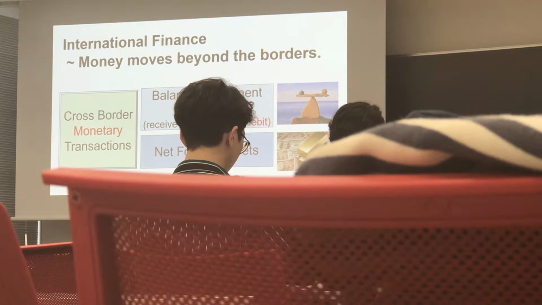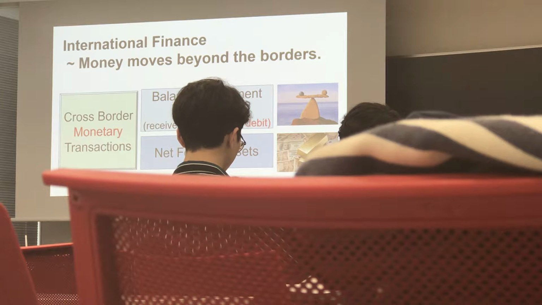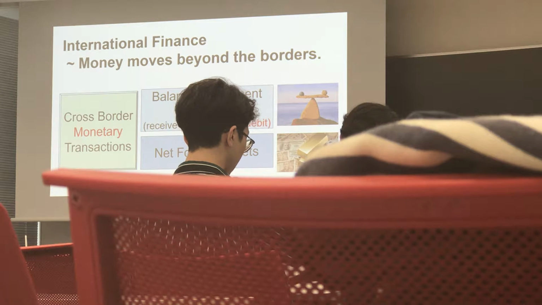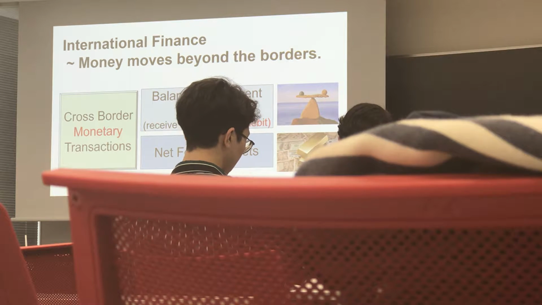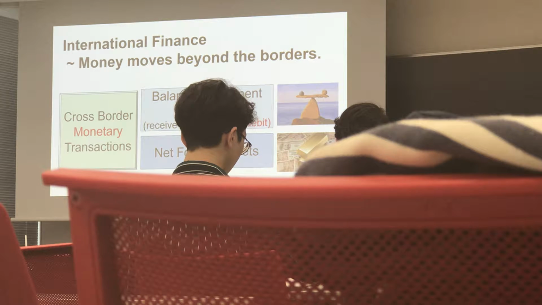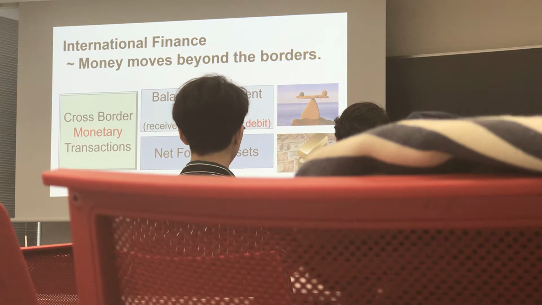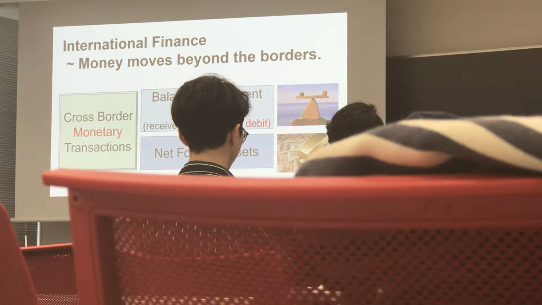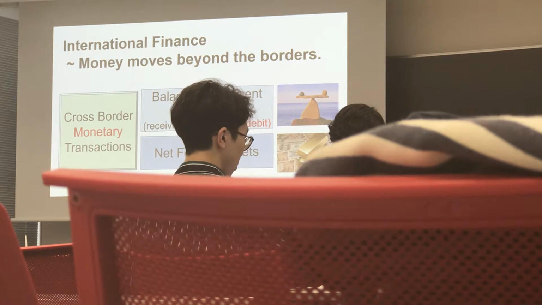And then we learned international finance, especially money moving beyond the border. There are two kinds of financial statistics that describe how international monetary activity is going. One is BOP, or balance of payment. The balance of payment is like a flow within one period, so how many transactions were made in one period? But the net foreign asset is a stock, so that is the accumulation of BOP.